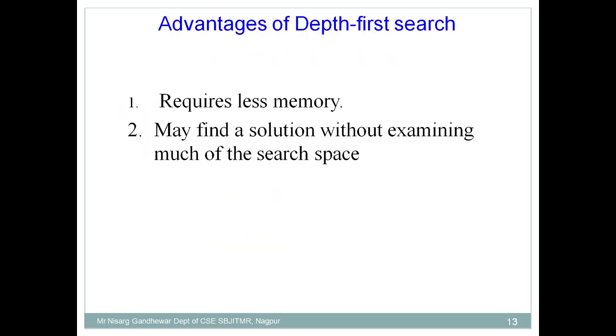I hope you understand what an uninformed search technique is, and that there are two techniques: depth first search and breadth first search. Finally, I'll summarize what we have learned in this video. In order to search, two types of techniques exist: uninformed search and informed search. Uninformed search does not make use of any domain specific knowledge, whereas informed search makes use of domain specific knowledge. There are two types of techniques in the uninformed category.